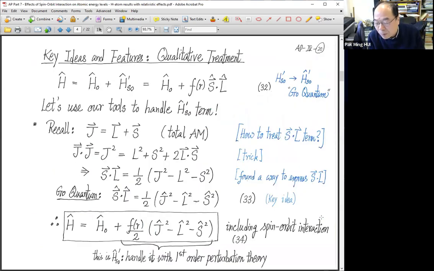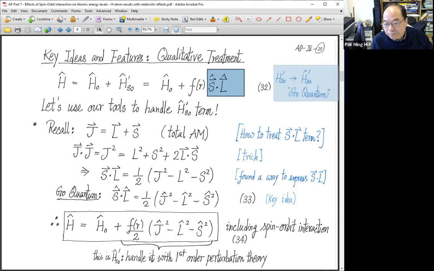Here is the magical moment. We now know the spin orbit interaction goes like S dot L. The prefactor is a function of R, rather complicated, the gradient of V or dV/dr times 1 over R, things like that. We argue it, and then now we go quantum. So this thing becomes operators, so we need to handle S dot L.